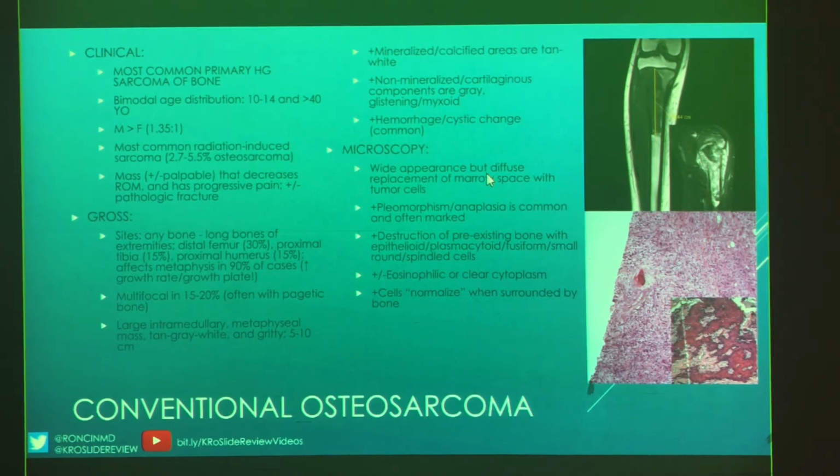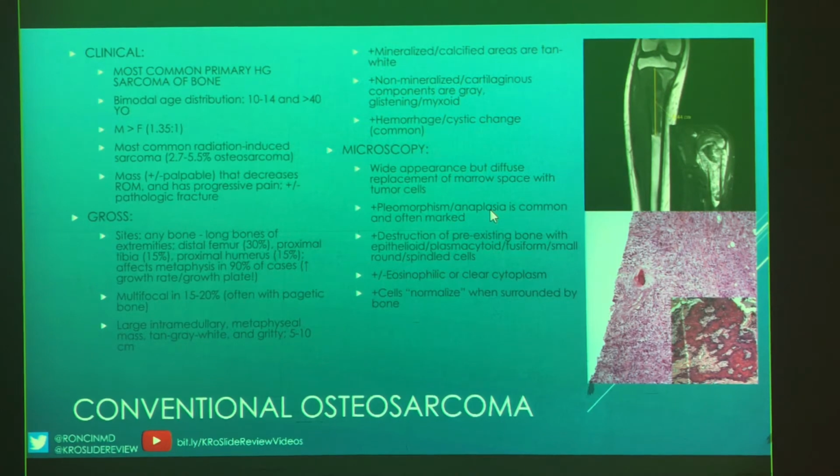There's a wide appearance to these tumors, but what they all have in common is diffuse replacement of that marrow space. The pleomorphism of the cells is common, so again, we saw that. We only had to search a few areas to see a lot of pleomorphic nuclei, and it's often marked, okay?